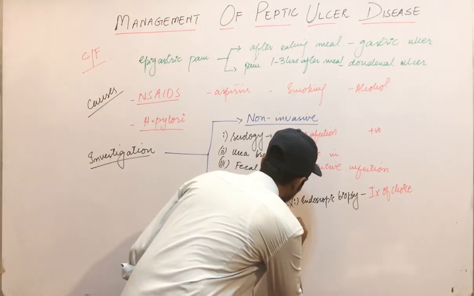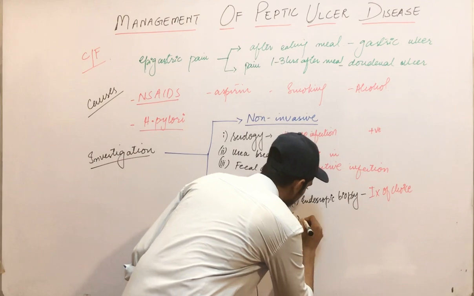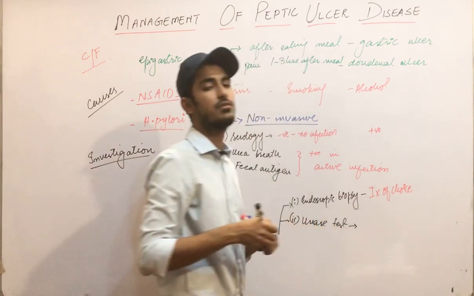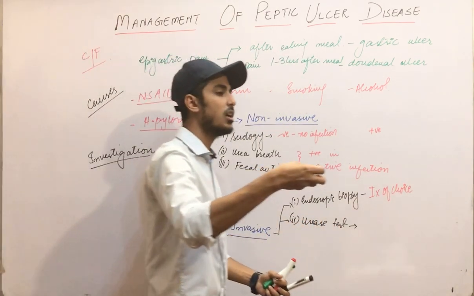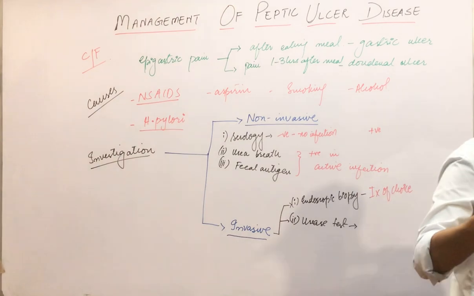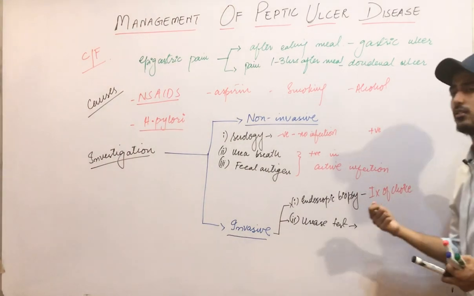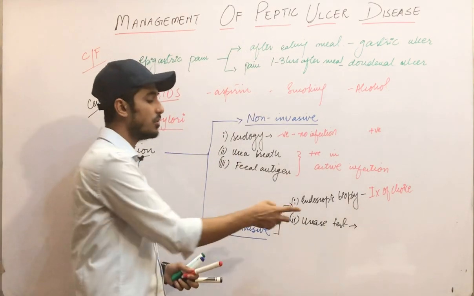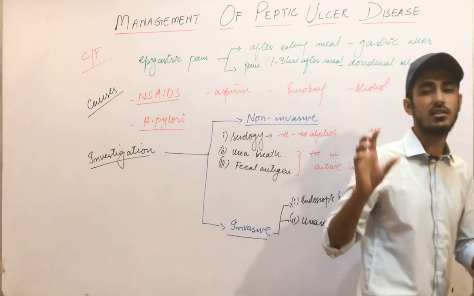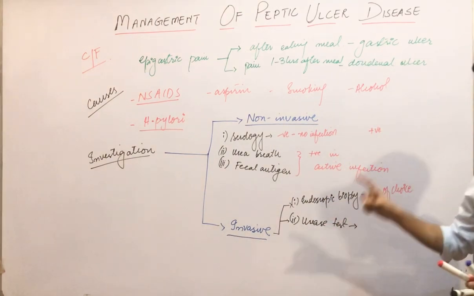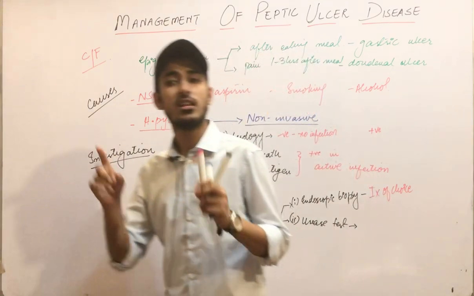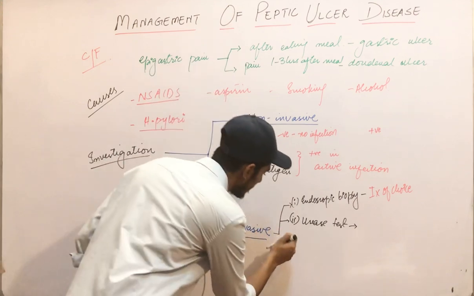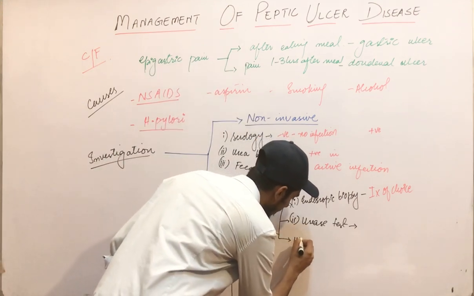Then the second invasive test is the urease test. In this test, a biopsy is taken from the gastric mucosa, and we are testing for the presence of urease. If urease is found in the gastric mucosa, it means that H. pylori is present in that patient. So if this urease test is positive, it means H. pylori is present, because H. pylori produces the urease enzyme.